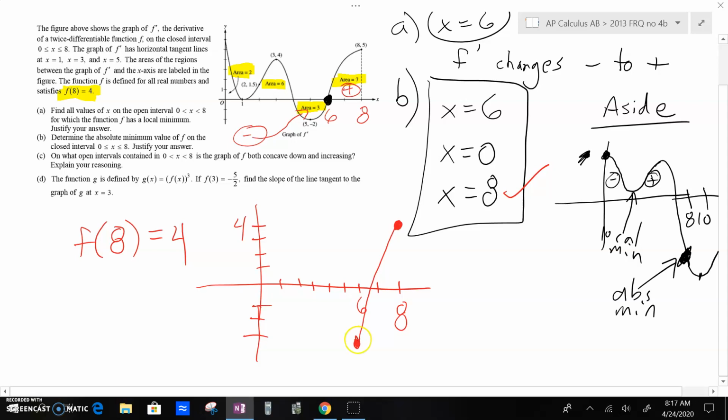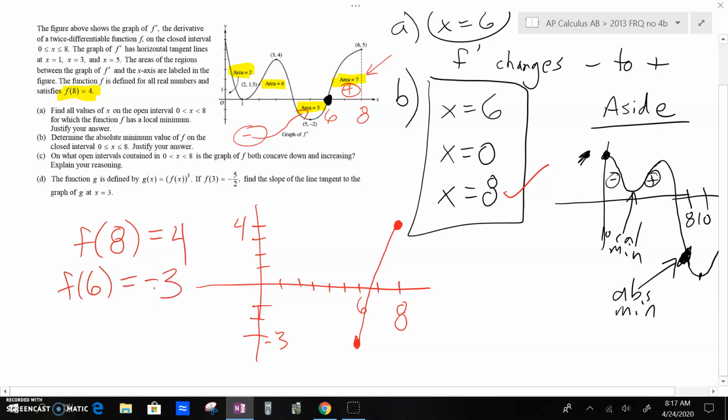What matters is that you understand that you went up 7 units. So this rise of 7 units, and I don't want to write too much on here, corresponds to this area of positive 7. So that means I went from a negative 3 up to a positive 4. So f of 6 would be negative 3.